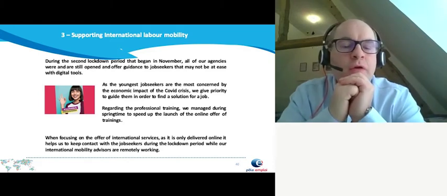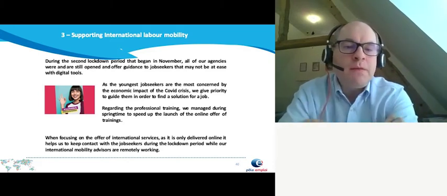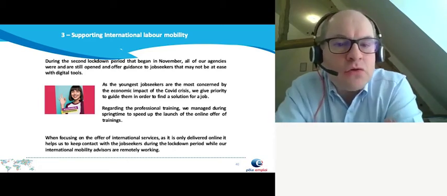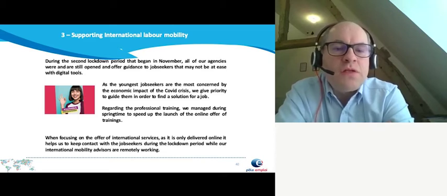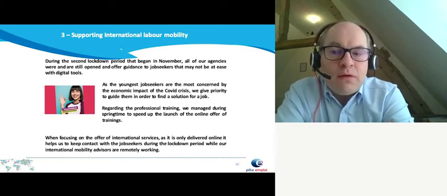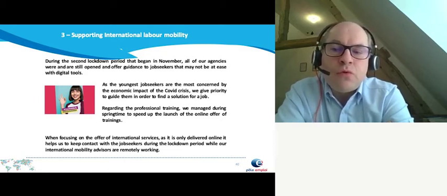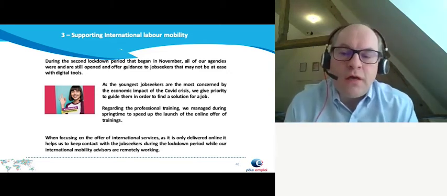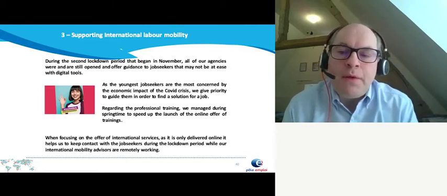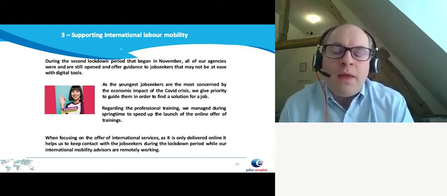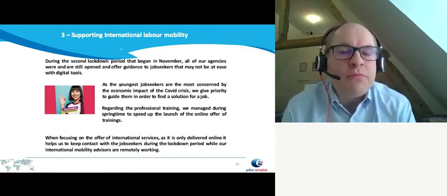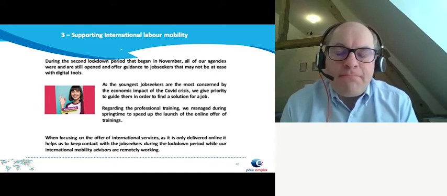Of course, we need to take into account the current situation. In France, we are going through a second lockdown, which started in November, and doesn't mean that our agencies have to close. We're still supporting, following our job seekers, and notably for those that are not able to access digital tools in order to exchange with them online, we maintained our agencies open to follow the people who are not comfortable with digital tools.